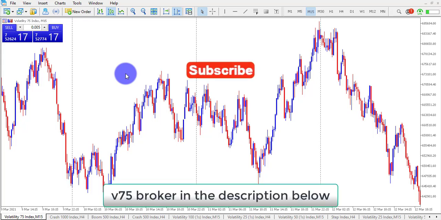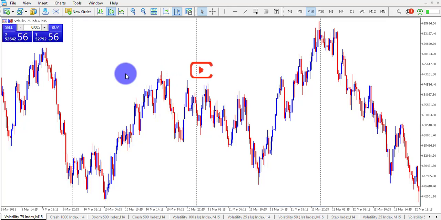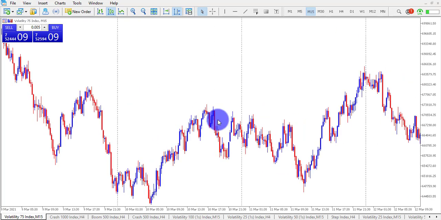Guys, if you don't know what Volatility 75 index is, it's a synthetic index. It's offered by the broker called Deriv. So if you don't have an account with that broker, you can't be using this strategy. The only way for you to benefit from this strategy if you don't have an account is to go in the description down below, register with Deriv, and come back and watch this video. So guys, let's go right into it.